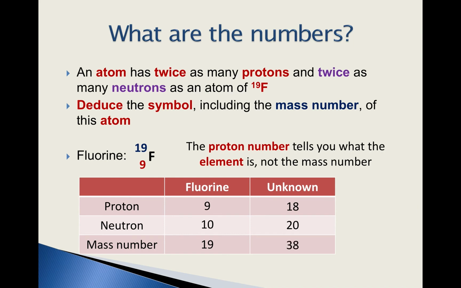Now to identify the element, we can't use the mass number, we have to look at the proton number, because the element always has the same proton number. If you go to your periodic table and identify the element with a proton number of 18, it will be argon. The mass number we just copy across. The mass number does not have to match that of the periodic table. It may be an isotope of the element.